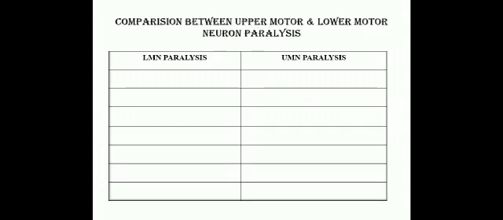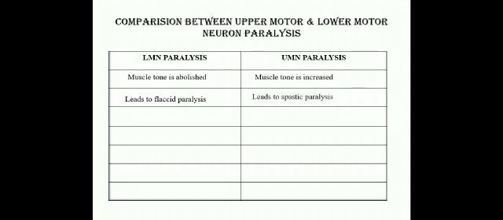So, now we will observe the comparison between the upper motor and the lower motor neuron paralysis. In lower motor neuron paralysis, the muscle tone is abolished. In the upper motor neuron paralysis, the muscle tone is increased. The LMN paralysis leads to flaccid paralysis. The UMN paralysis leads to spastic paralysis. The muscle atrophy is later in LMN paralysis. No atrophy of muscles in UMN paralysis.